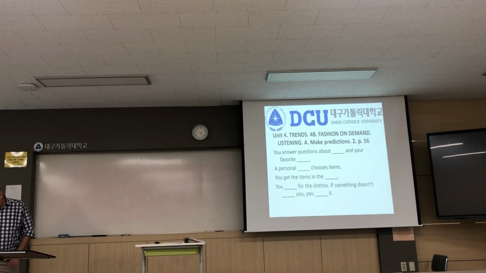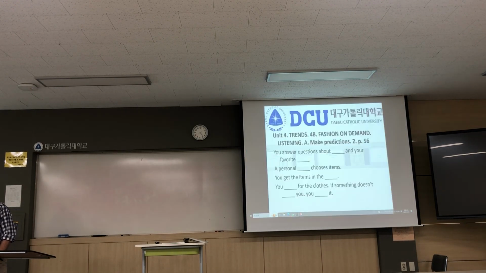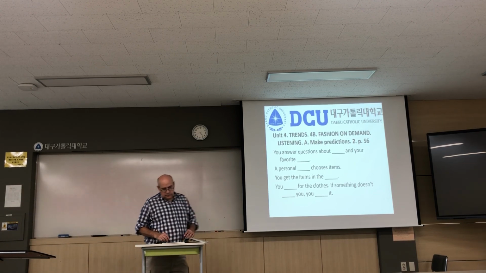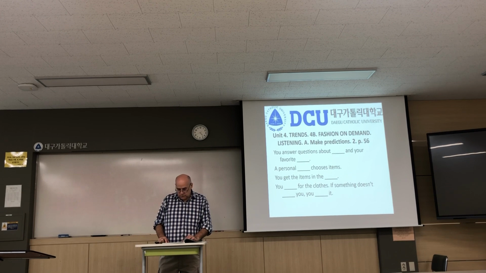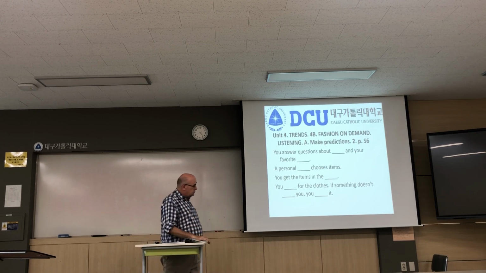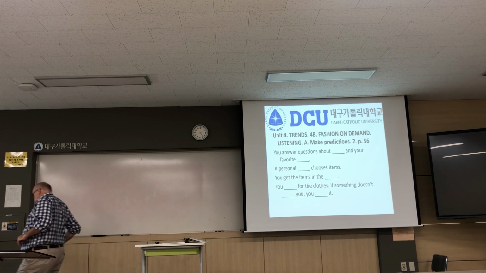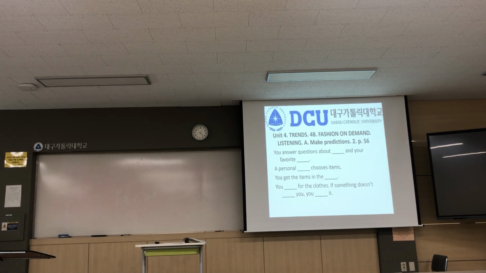So I like your shirt. You look great in it. Oh, thanks. It's new. Where did you get it? I use this website. Look, it's here on my phone. The site helps you choose clothes. Cool. How does it work? Well, first, you answer questions about your size and your favorite styles. You know, are you more of a casual person, or do you like to get dressed up? Then what? A personal shopper chooses clothes and shoes for you.